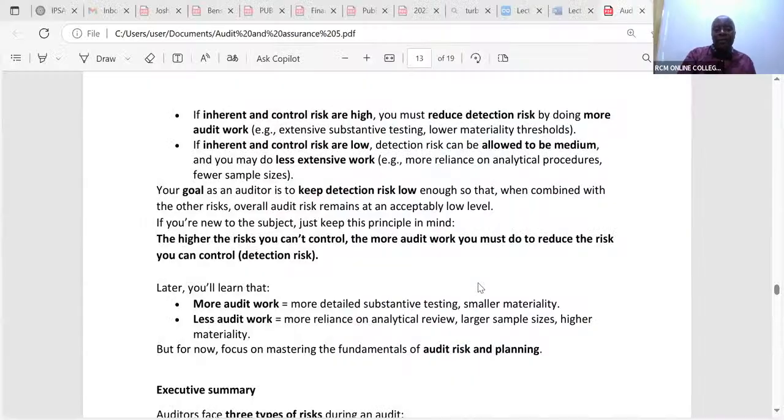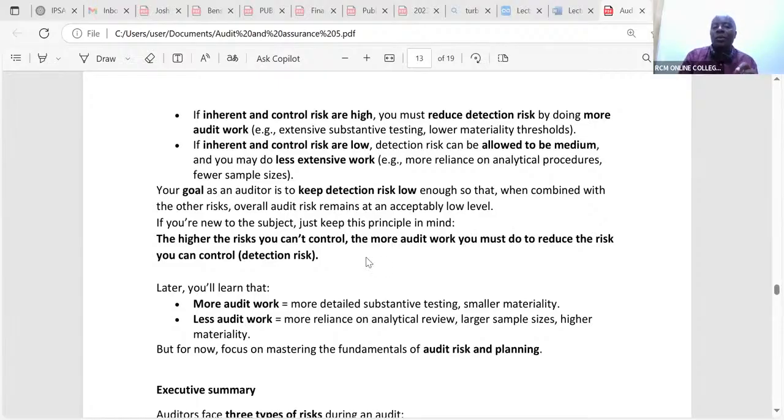So we're almost finishing. Later, you will be able to learn. Your goal as an auditor is to keep detection risk low enough so that when combined with other risks, the overall audit risk remains at an acceptably low level. If you are new to this subject, just keep this principle in mind. The higher the risks you can't control, the more audit work you must do to reduce the risk you can control.